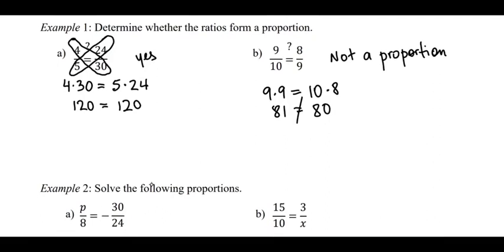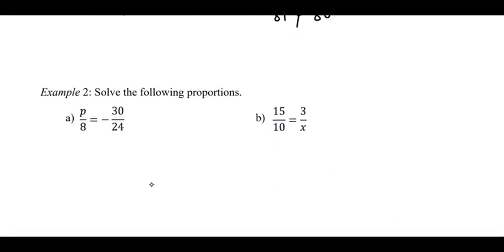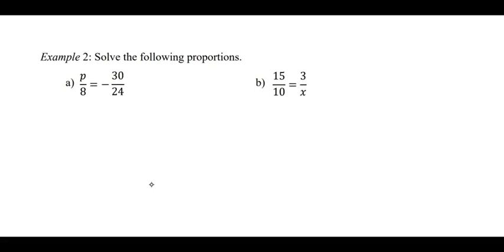We will use cross product to solve problems involving proportions. So in our next couple of examples, we're quickly moving on to our third objective for the lesson, solving problems using proportions. Okay. So we have P over 8 equals negative 30 over 24. All right, so we're going to clear out fractions by using the cross product.